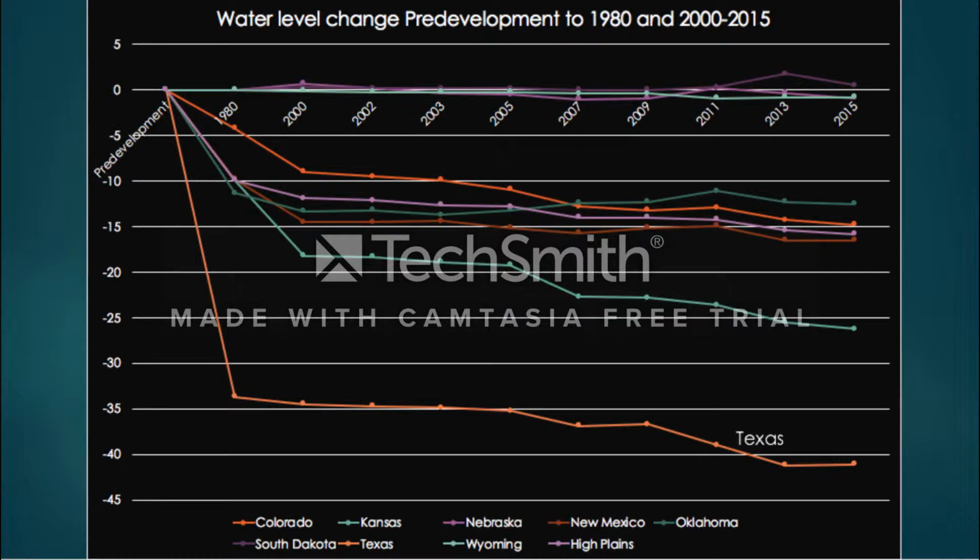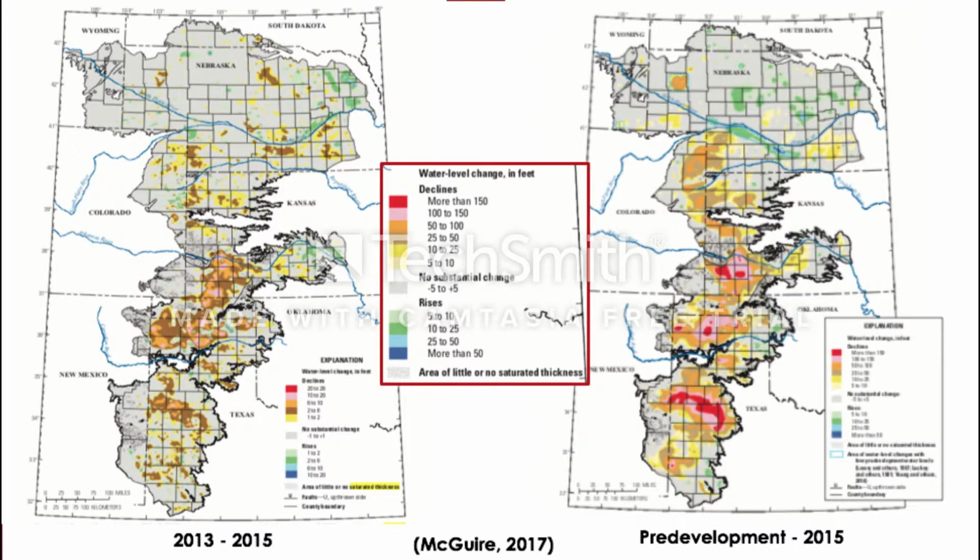As another visual representation of water losses over 2 periods of time from the same McGuire report, on the left is 2013 to 2015 water losses over the entire aquifer, and on the right is pre-development, which is around 1950, to 2015.